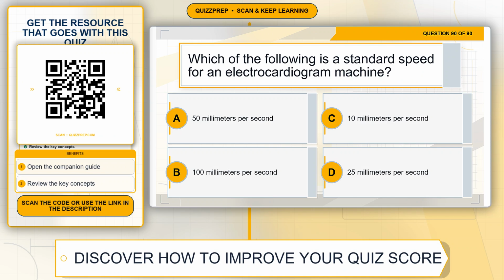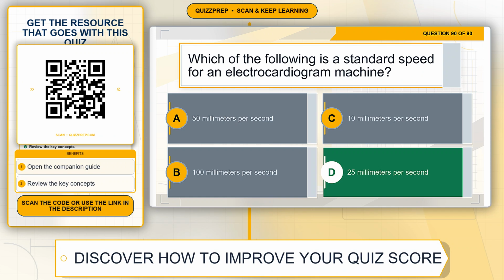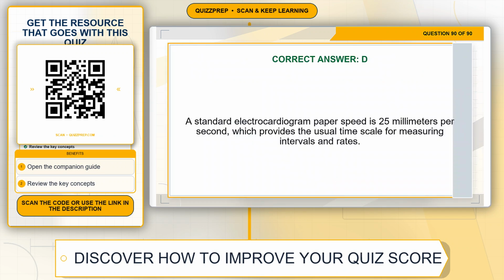Question 90. Which of the following is a standard speed for an electrocardiogram machine? Option A, 50 mm per second. Option B, 100 mm per second. Option C, 10 mm per second. Option D, 25 mm per second. The correct answer is option D, 25 mm per second. Explanation. A standard electrocardiogram paper speed is 25 mm per second, which provides the usual time scale for measuring intervals and rates.